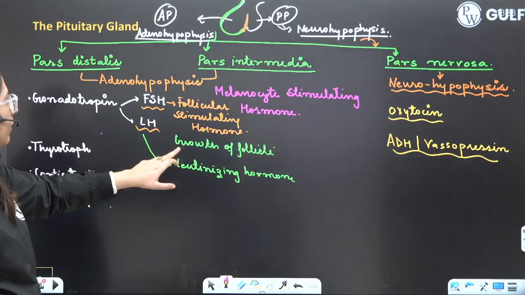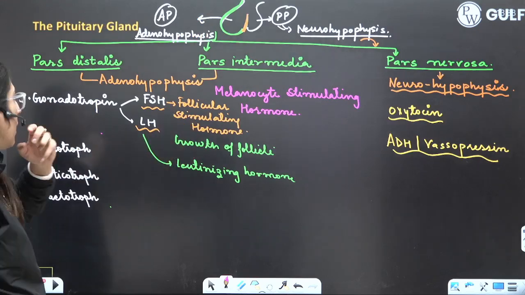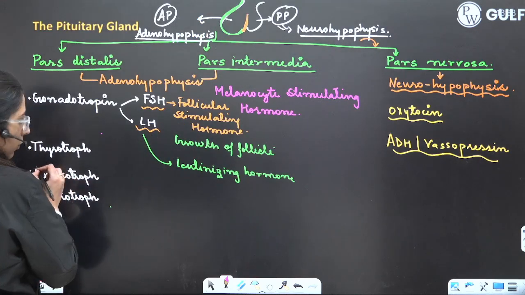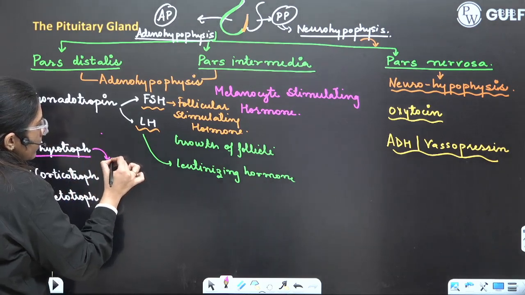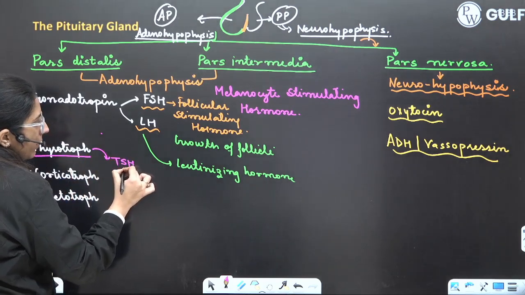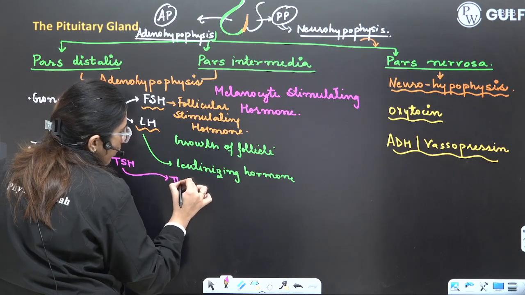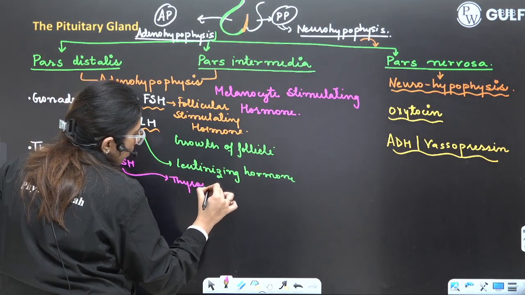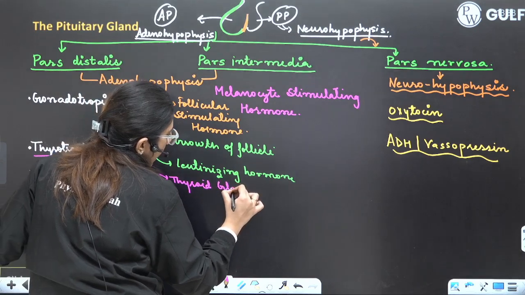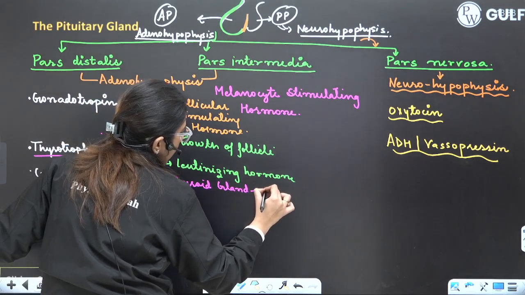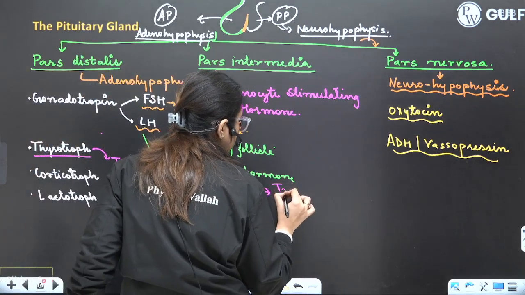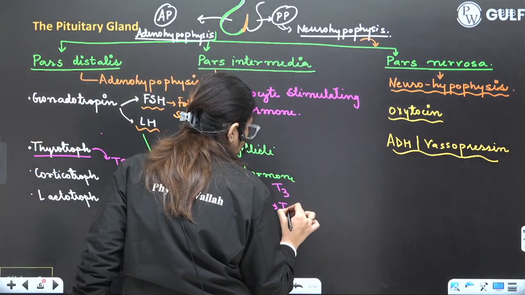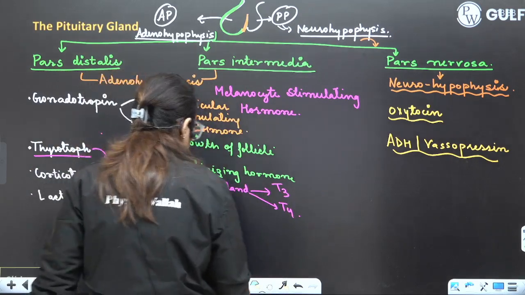This point we have done, right? Now moving on to the next, thyrotroph. Thyrotroph is the TSH, thyroid stimulating hormone. This goes to the thyroid gland, and the thyroid gland in turn secretes hormones: the thyroid hormones, which are T3 and T4, which I'll explain later on.